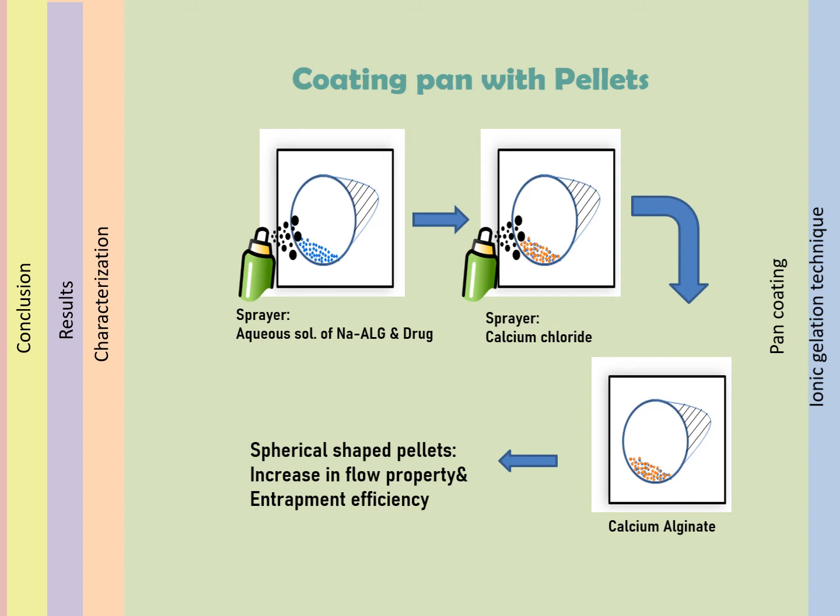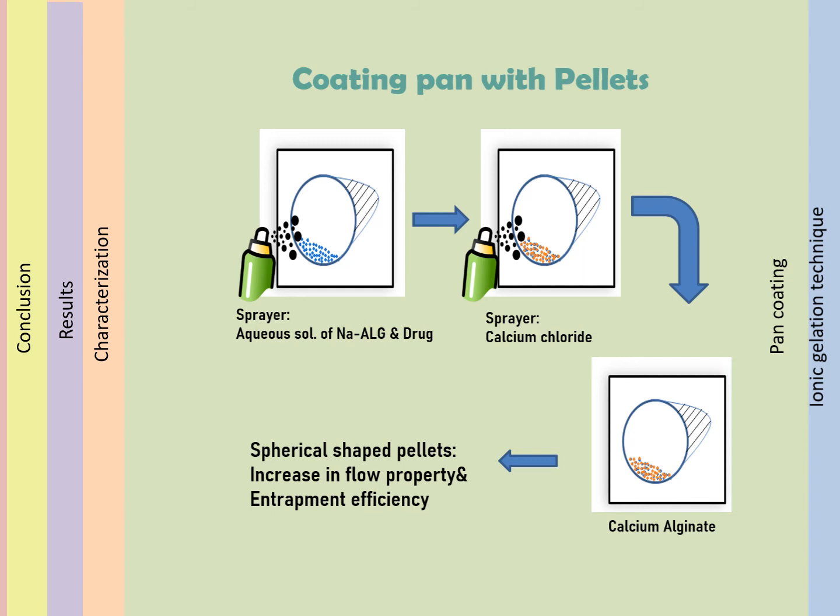Later, in the second step, calcium chloride solution will be sprayed onto the beads which are pre-deposited with sodium alginate as well as the drug. Later, it is subjected to drying and curing completion, thereby the drug is going to be entrapped with calcium alginate. In this way, spherical shape as well as good entrapment efficiency is going to be observed.